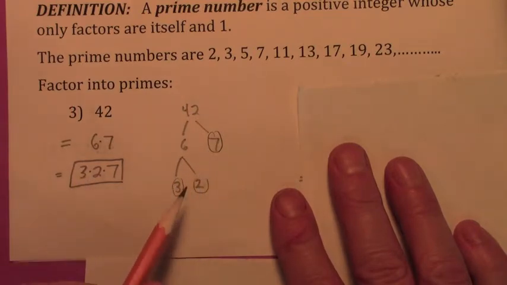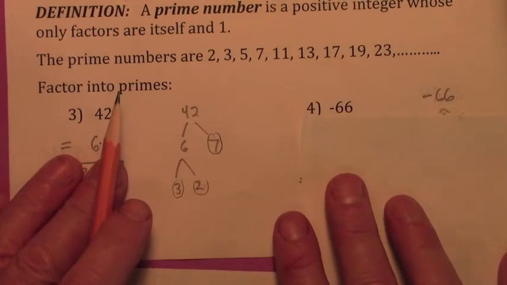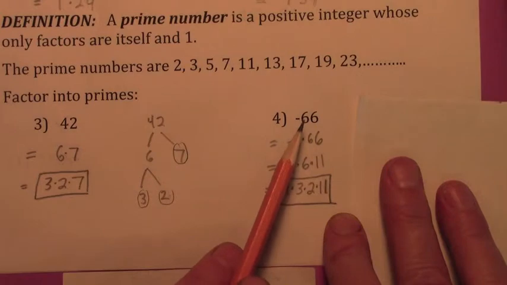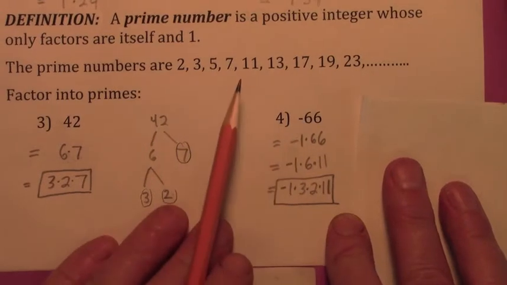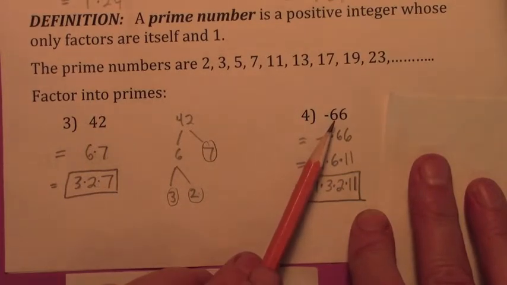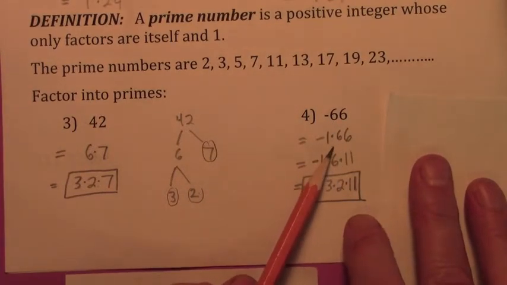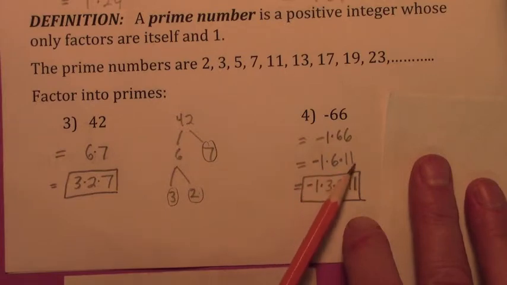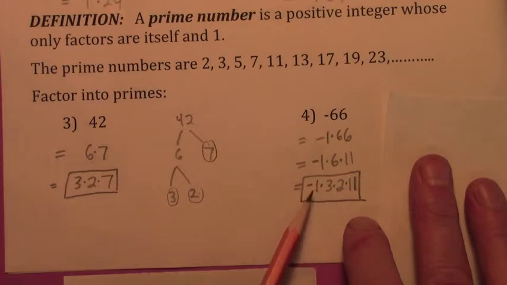Okay? Let's do another one. If you want to factor negative 66, for example, factor into primes, another way to say it would be factor completely. What you could do is write negative 66 as negative 1 times 66, first of all. That's a good way to go. There's reasons next chapter you'll see why it's nice to break that negative 1 factor off. And then 66 is 6 times 11. So are we done? No. 6 can be written as 3 times 2. So the answer is negative 1 times 3 times 2 times 11.